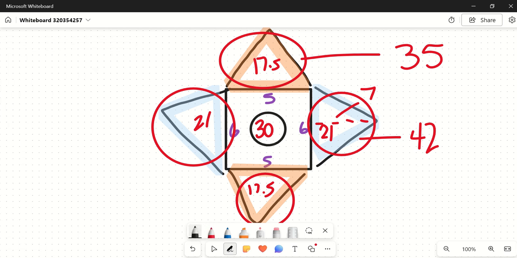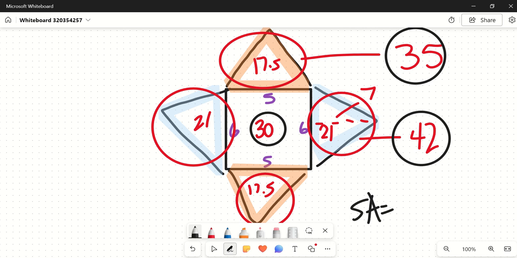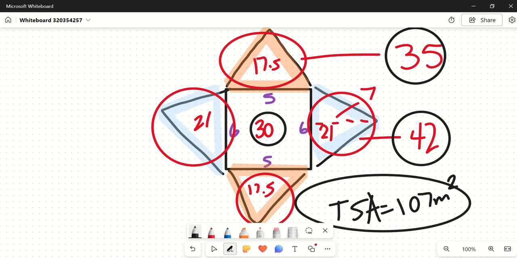So my base is 30. These two orange triangles are 35, and these two blue triangles are 42. I'm going to add all of that together. 30 plus 35 plus 42 is 107. So the total surface area of this pyramid is 107, and whatever my measurement is, let's just say these were meters, and it would end in what, ladies and gentlemen? Squared, because it's area, and that would be my answer. So again, I just dissect each shape and find the area of each individual thing, and then I'm good.